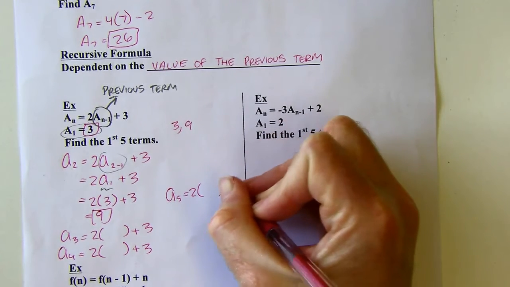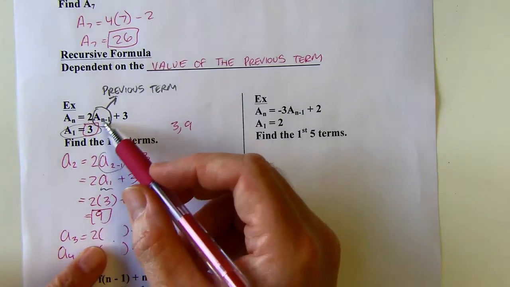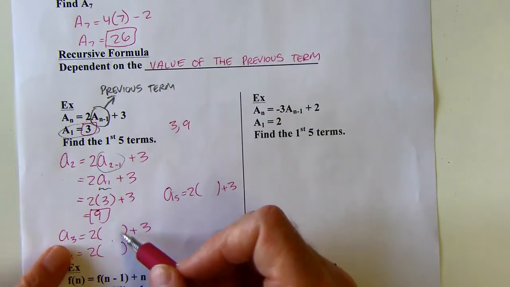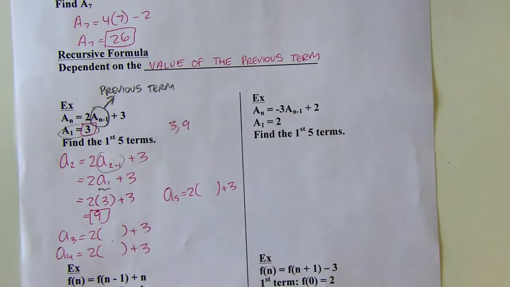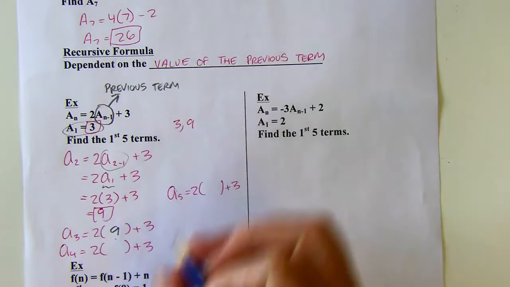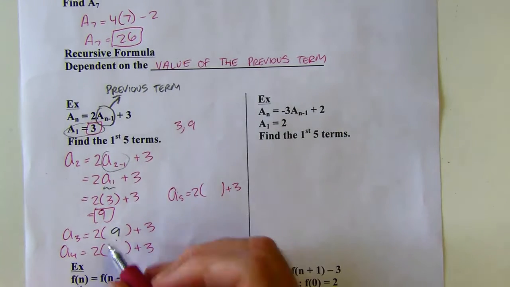2 times something plus 3. Okay, so something is the previous term, right? So when I'm on the third term, the previous term is going to be the second term, which I already know is 9. I don't know what to put here yet because I don't know what the third term is yet, but let's get the third term.